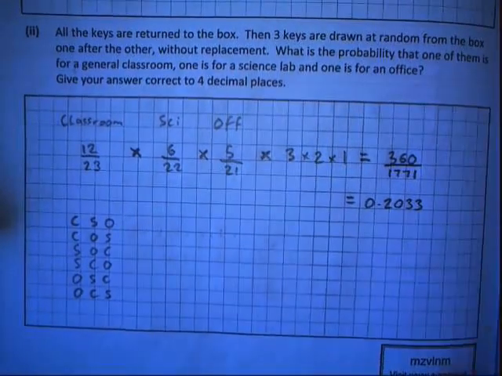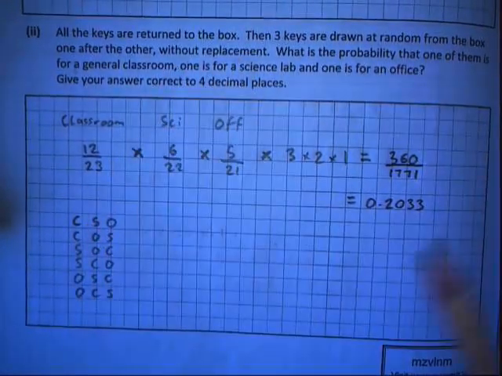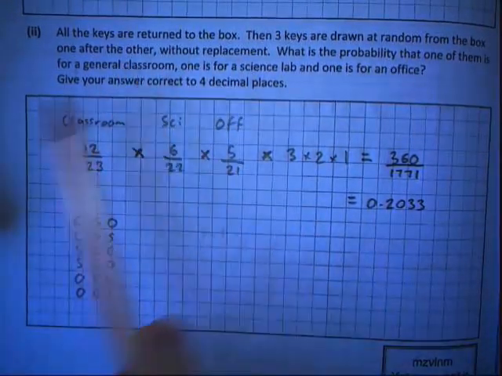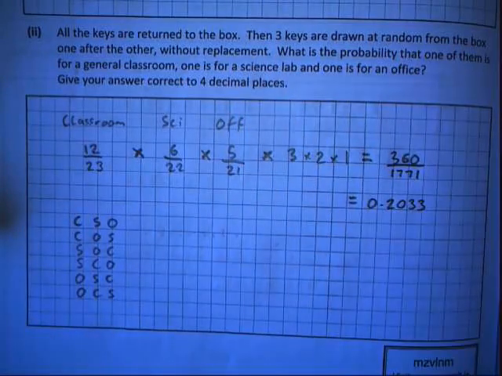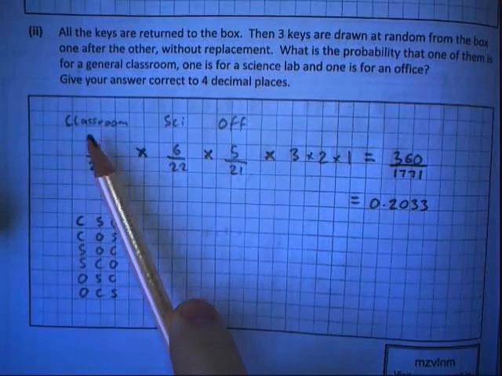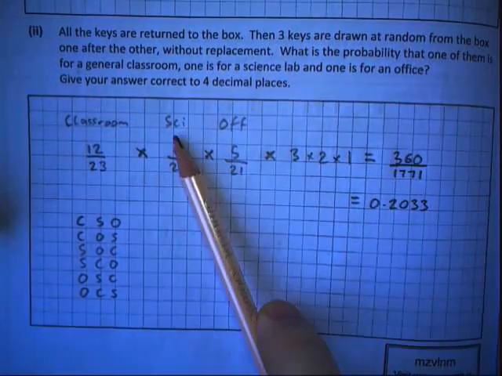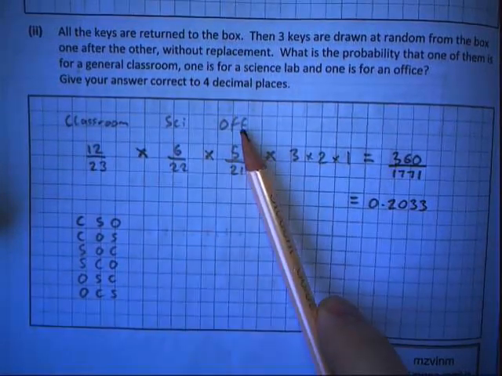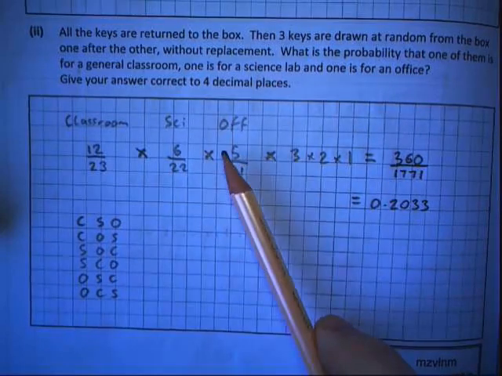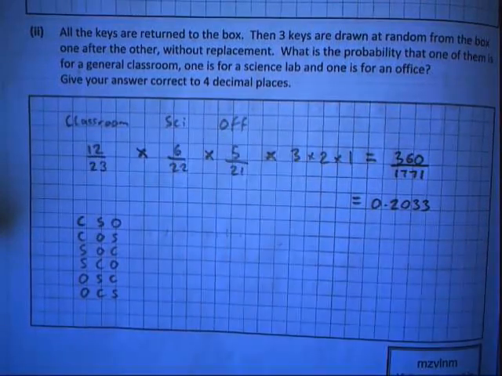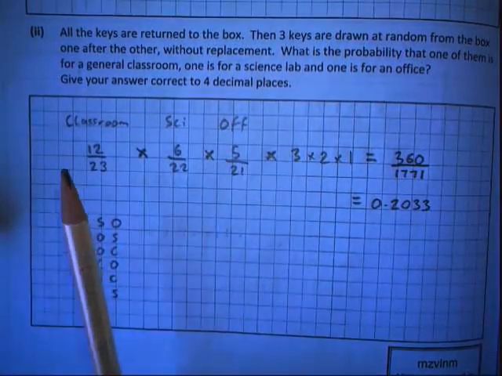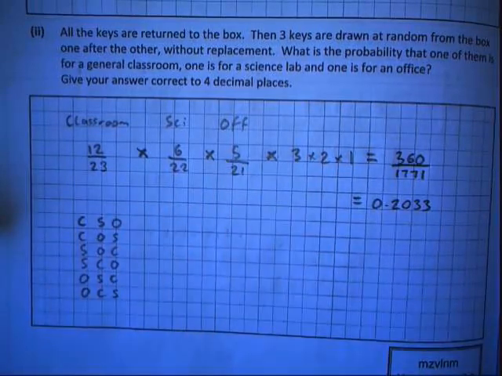So all the keys are returned without replacement. What's the probability that one of them is general classroom, one for the science, and one for the office? So for this one, we're just going to tell a story, and we say, right, what if the first key is for the classroom, then the second one's for the science, and the third one's for the office? And I know it can be done in a different order, but this is the story that we'll tell to start with. So 12 out of 23, 6 out of 22, 5 out of 21.